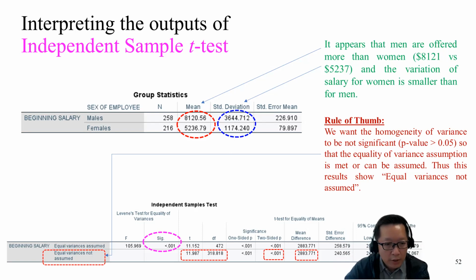Because the result is significant there, with a significance of less than 0.001, then you take the other one, the one at the bottom: equal variance not assumed. You look at the t-value, the degrees of freedom, the p-value at two-sided, and the mean difference.